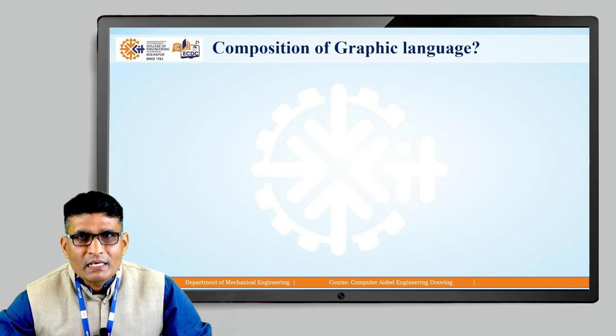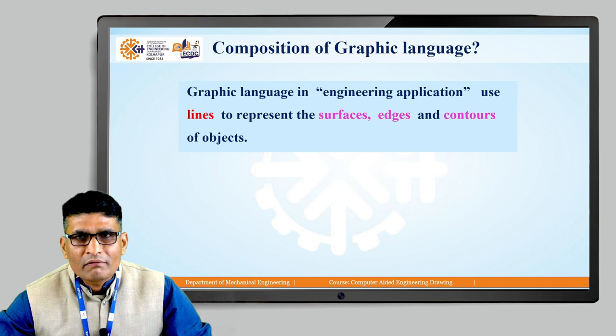Now let us understand the composition of graphic language. Similar to our regular languages like English and Marathi, in English we have alphabets from A to Z, and if you combine these alphabets you get words. If you combine words you get sentences, if you combine sentences you get a paragraph, and if you combine paragraphs, a meaningful story.